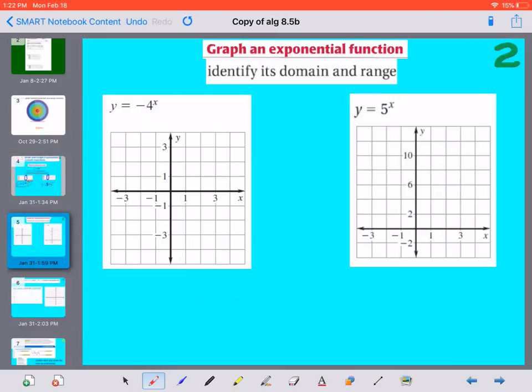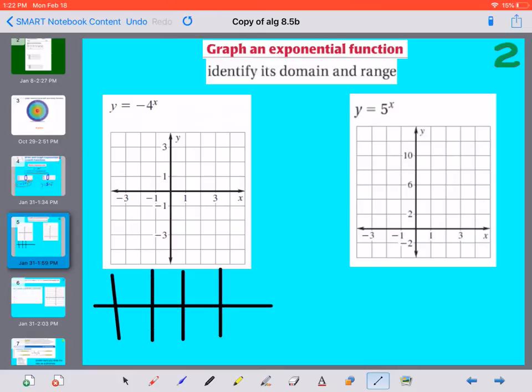Here, if we're graphing these functions, we should draw a table so we know which ones to use here. We have x's and we have y's. Now I want to put a 0, a 1, and a 2, maybe a -1 and a -2, just so we have these here. So the first one, we would have -4 to the 0 power. Well, that's going to just give us 1. Anything to the 0 power is 1. Then -4 to the 1 power, that's going to give us -4.